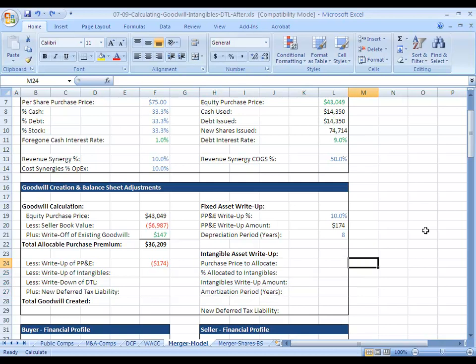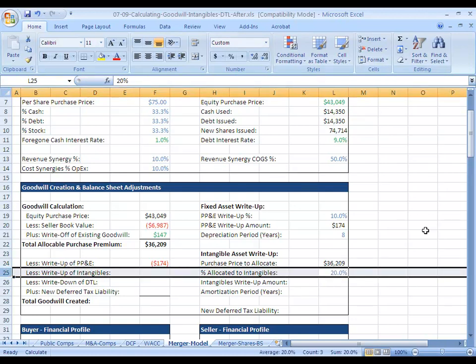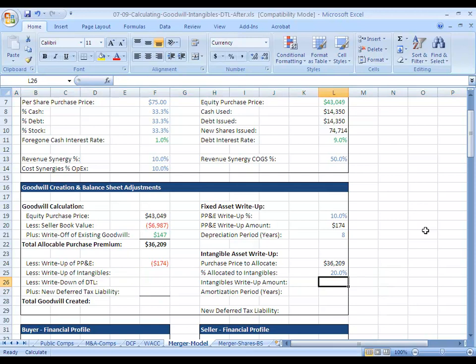So in this case, we're going to take the 36 billion number right here. I'm going to make the assumption of 20%. This is actually a very standard assumption that you see in models. If you want to get technical, again, you should really go to accountants or auditors or anyone else who has the job of actually valuing these intangible assets. But in our case, we're just going to go with this 20% assumption. So for the actual write-up amount, we're going to take 20% and multiply it by the purchase price to allocate. It comes out to around 7 billion.